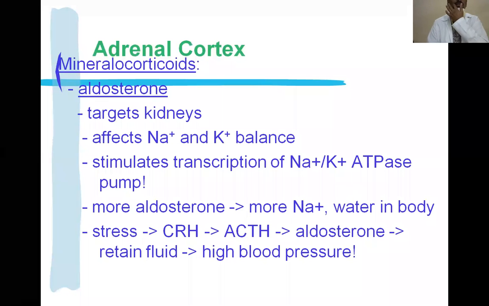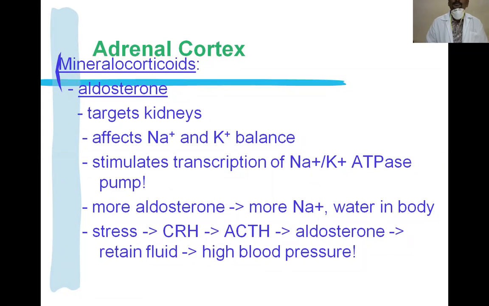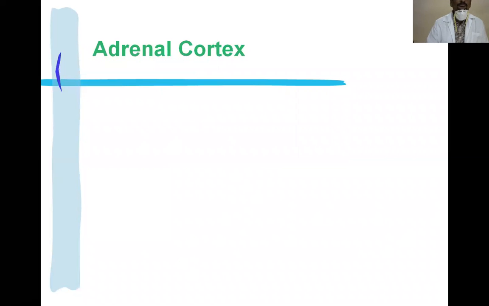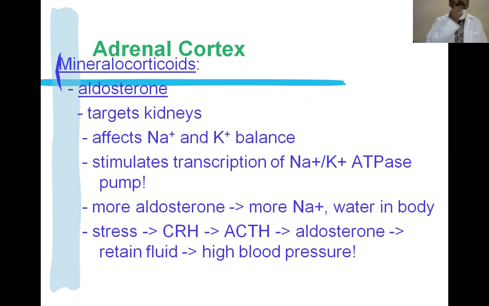And the mineralocorticoid is aldosterone, and the target organ is the kidneys. What are the primary actions? It affects the sodium and potassium balance, and how it brings about this action.